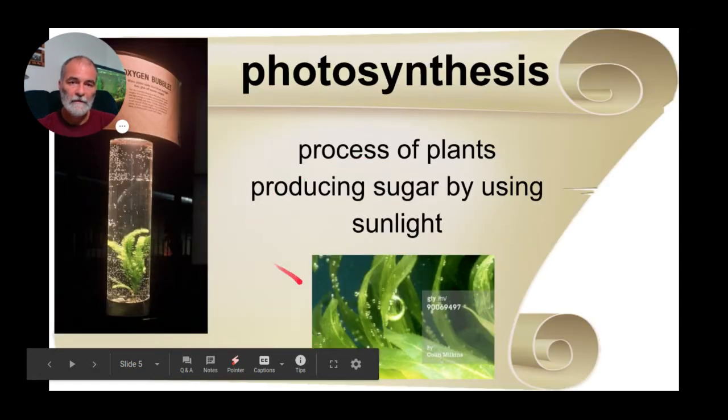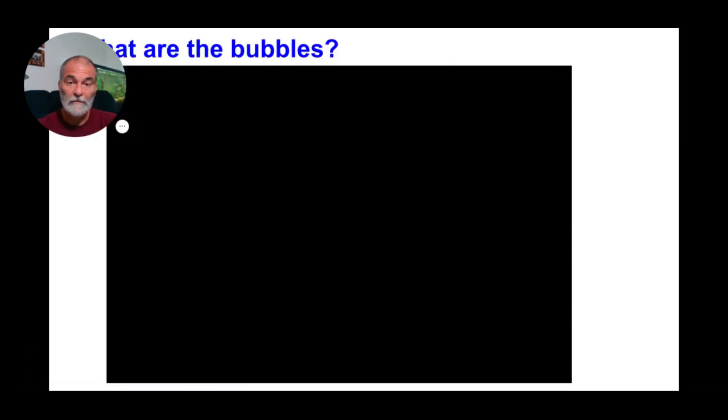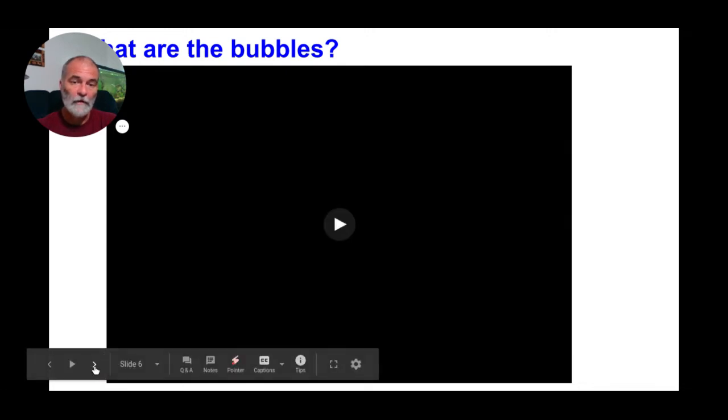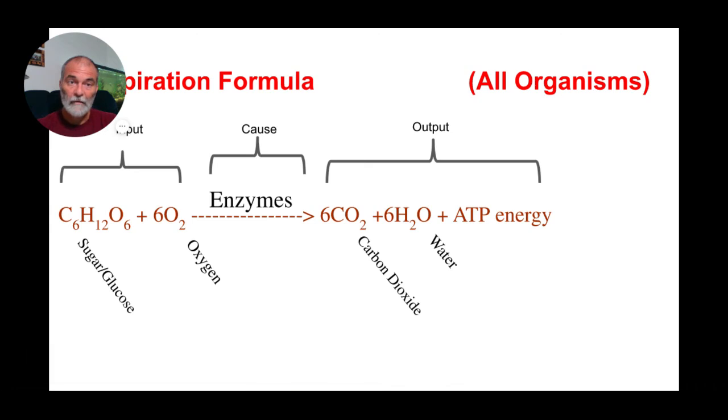Photosynthesis, we've talked about it. Bubbles. You know what those bubbles are? Well, let's just look. There's a video here you can watch. It's going to ask you, what are the bubbles? The bubbles are carbon dioxide or oxygen? Which one? They're oxygen because it gives off oxygen in the formula.